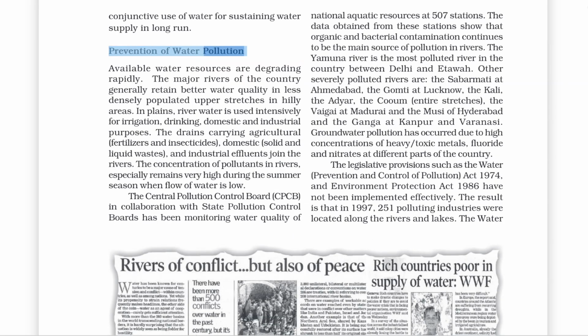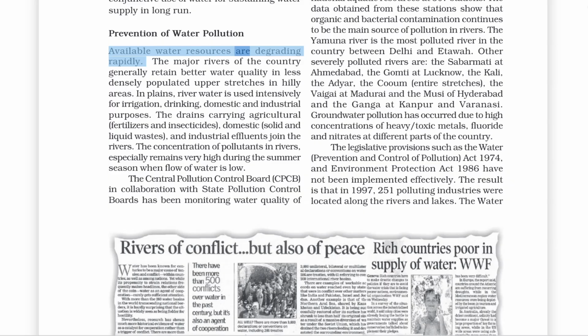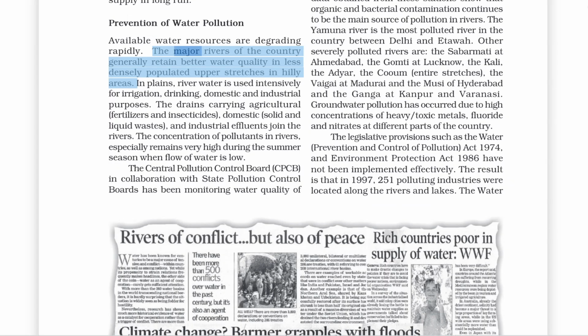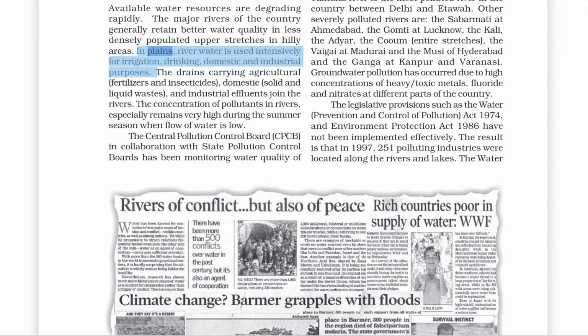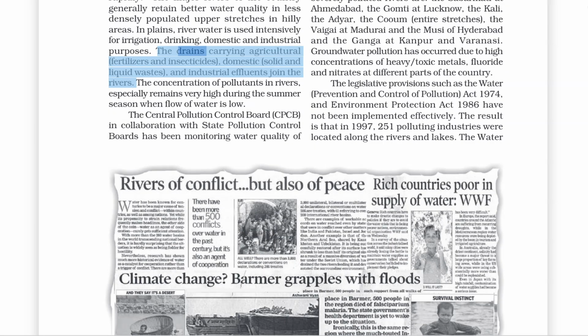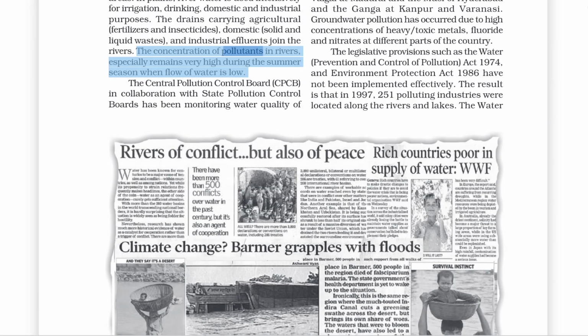Prevention of water pollution. Available water resources are degrading rapidly. The major rivers of the country generally retain better water quality in less densely populated upper stretches in hilly areas. In plains, river water is used intensively for irrigation, drinking, domestic and industrial purposes. The drains carrying agricultural fertilizers and insecticides, domestic solid and liquid wastes, and industrial effluents join the rivers. The concentration of pollutants in rivers, especially, remains very high during the summer season when flow of water is low.